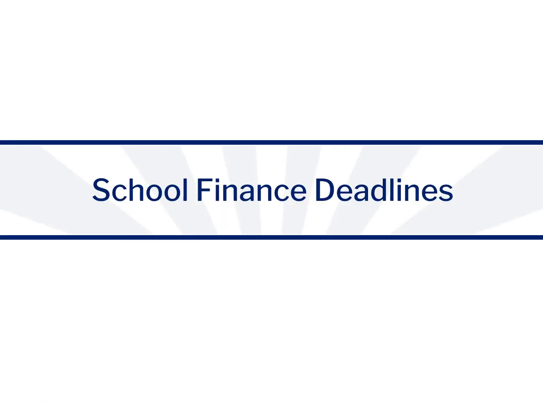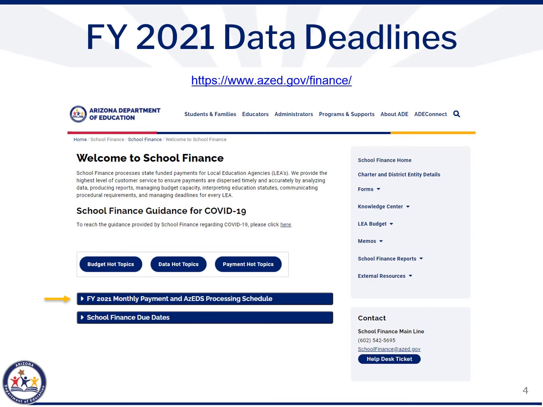The school finance data capture dates are posted on the school finance website. On the school finance homepage at azed.gov/finance, you will find the fiscal year 21 data capture dates posted when you expand the fiscal year 21 monthly payment and AZEDS processing schedule button.